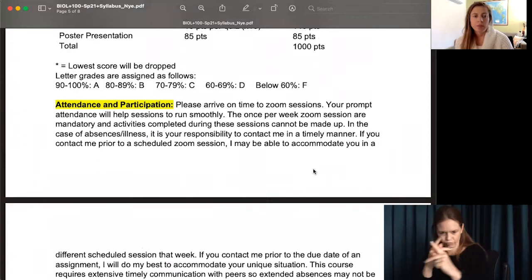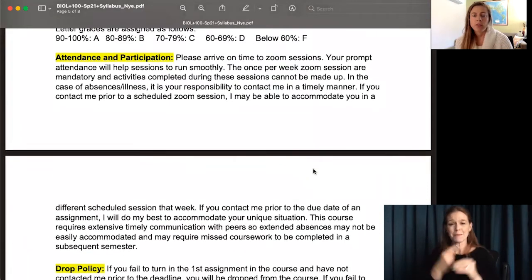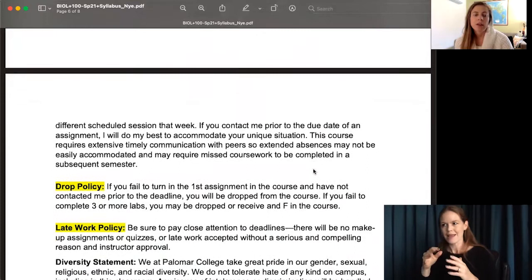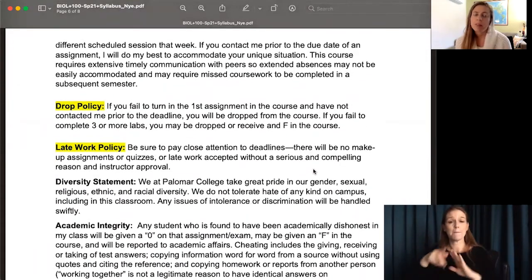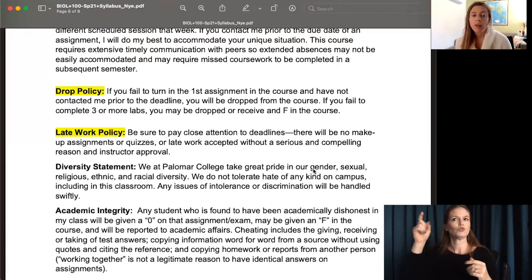He goes into information about attendance and participation. And of course, this is something you want to be aware of as well. What are the attendance requirements? What do you do if you do have to miss class? He gives you a drop policy. Some professors have drop policies, not all of them do, but it's definitely something you want to be aware of as well. He talks about his late work policy.